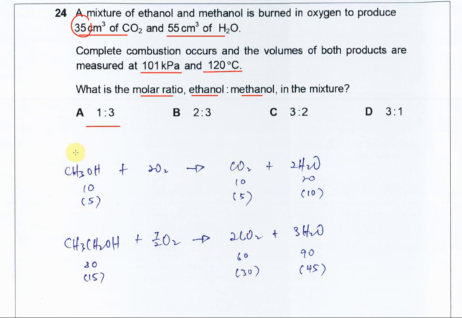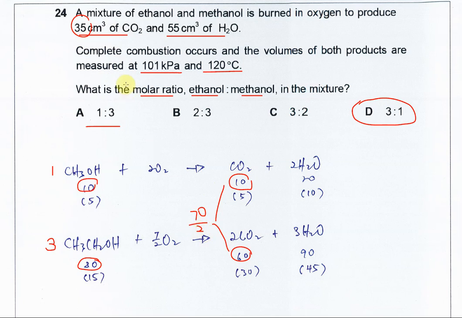And now let's try to use D, where the ethanol and methanol ratio is 3 to 1. Okay, let's say we make it 30 right here, and this one is 10. So 30 cm3 of ethanol will form 60 cm3 of CO2. 10 cm3 of methanol will form 10 cm3 of CO2. If we sum up these two, we get 70. Even though 70 is not 35, we know that when it's halved, it's 35, isn't it?